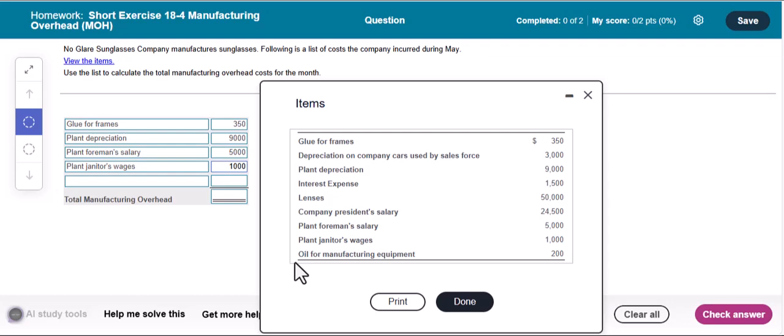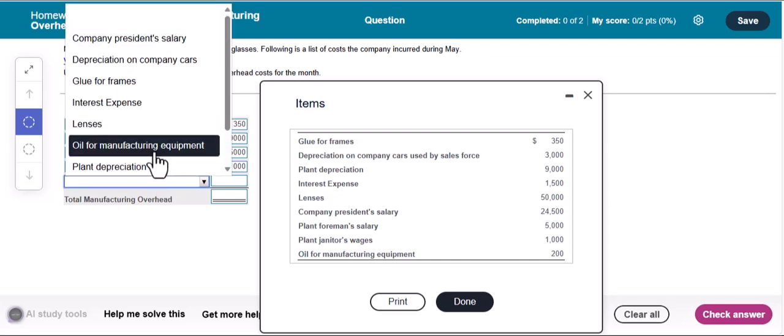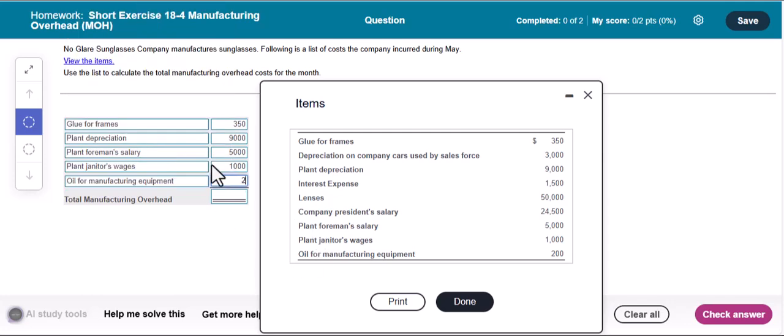And lastly, we have oil for manufacturing equipment. Because this equipment is part of the manufacturing, it is a product cost, but we can't figure out how much oil was used for each individual pair of sunglasses. So this is an indirect cost called manufacturing overhead. Let's input oil for manufacturing equipment for $200. Then we add these up to get our total manufacturing overhead, and that is going to be $15,550. Let's check our answer. Well done.